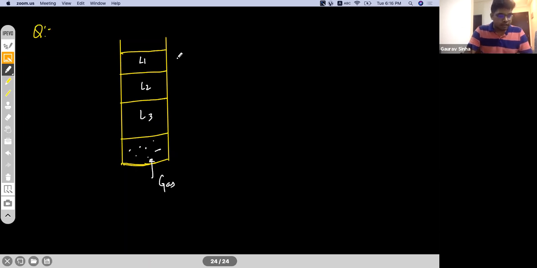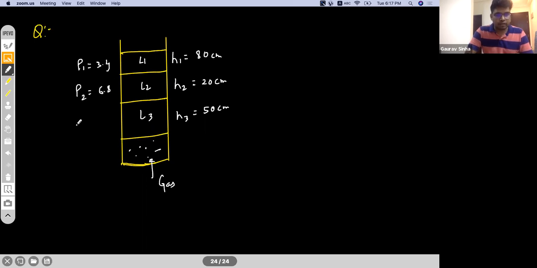The height H1 of the first liquid is given, it is 80 centimeter. H2 is given, it is 20 centimeter. H3 is given, 50 centimeter. Rho, the density of the first liquid is 3.4. Rho of the second is 6.8. Rho of the third one is 27.2. Gram per ml is the unit. You need to find out the pressure of this gas.